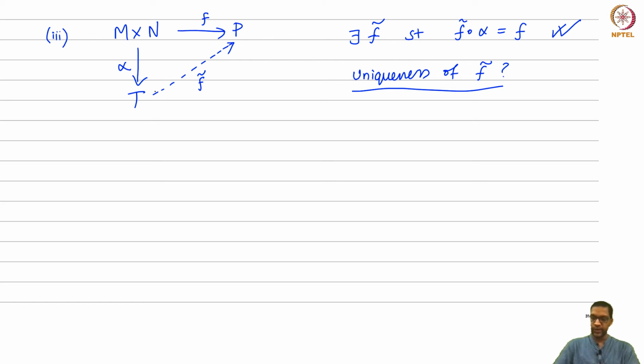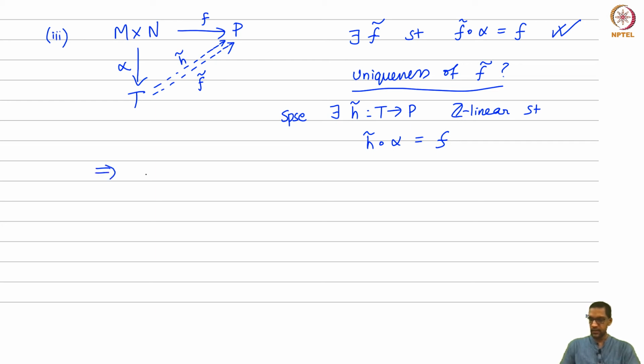Okay, so let's show uniqueness. Suppose I have another map, let's call this H tilde maybe. So if I have another Z-linear map H tilde from T to P, such that the diagram again commutes. Okay, so suppose there exists a map H tilde from T to P, Z-linear map, composed with alpha is also F. Okay. Now observe, what does this mean?